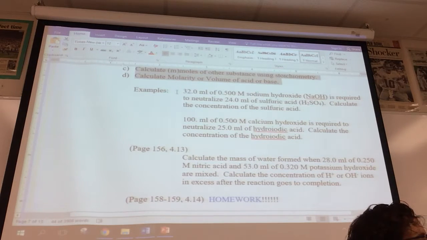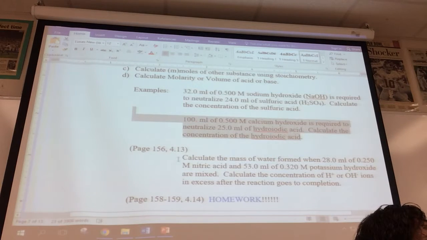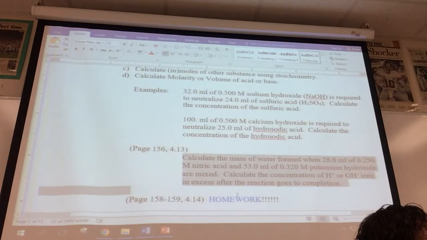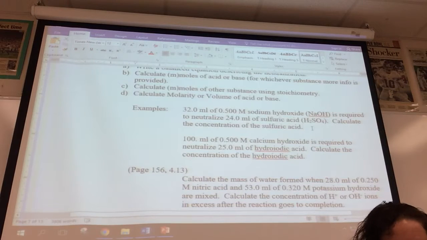We're going to do this first example together. It should look like something from honors. You can try this one. We'll do this one together, and you'll have one problem that you want to work on at home. Let's do this first example together.